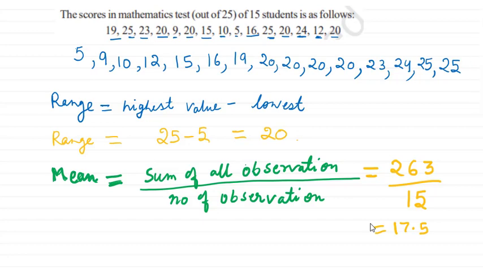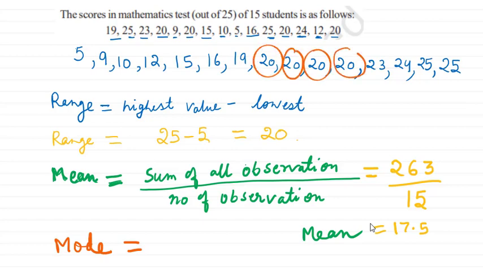Now we'll talk about the mode. Mode is very easy. You can see which data is coming more times. If you see, you will find that this 20 is coming 1 time, 2 times, 3 times, 4 times. So this is the only data which is occurring many times. The frequency of 20 is 4. So the mode of the data will be 20. The mode is the easiest one to get.